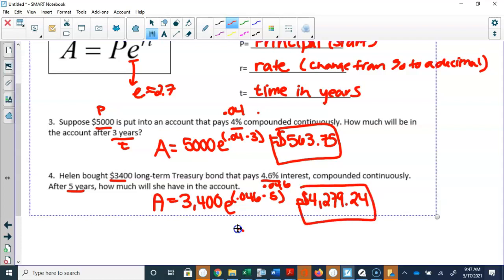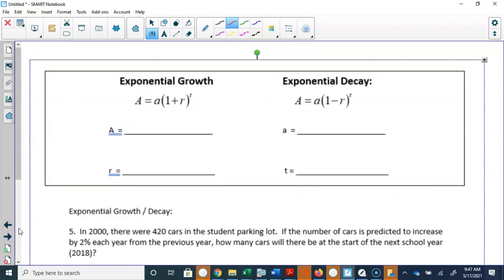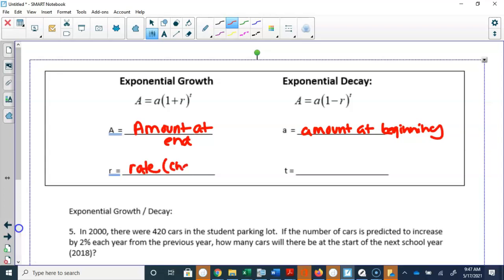All right, let's move on to our last exponential functions we're going to talk about. It's just the basic exponential growth and exponential decay. So A is still equal to your amount at the end. This little a stands for your amount at the beginning. Your r still stands for rate, and you want to change that from a percent to a decimal. And our t is our time in years.